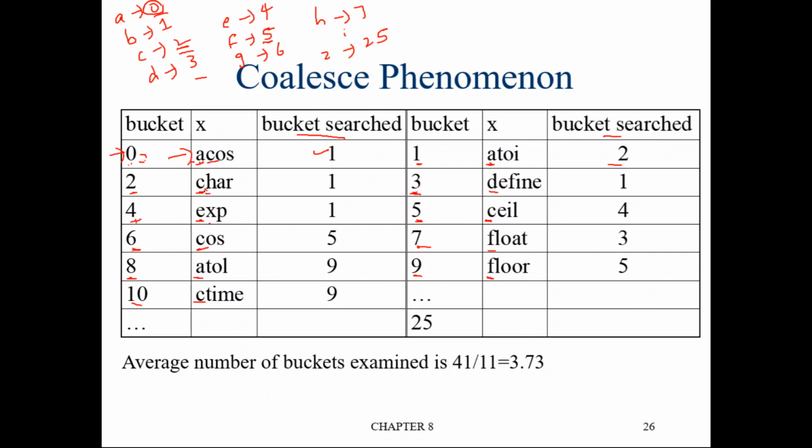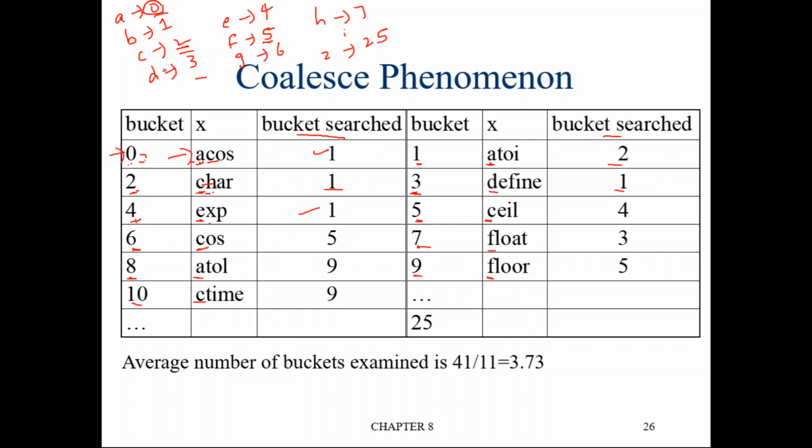For character, how many searches do we need? C maps to the second location, so directly in the second location you can get it, only one search. For define, how many searches do we need? D maps to the third location, so directly in the third location it is available, so only one search. For exp, how many searches do we need? E maps to the fourth location, and it is in the fourth location, so we need only one search.